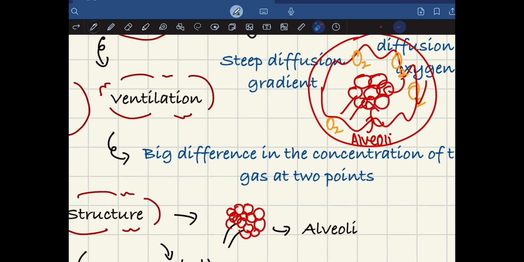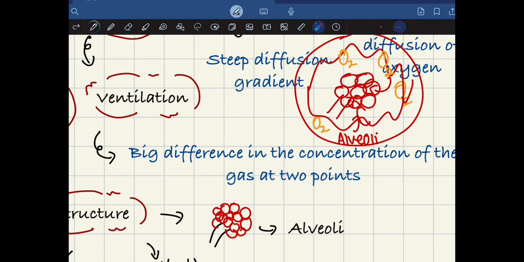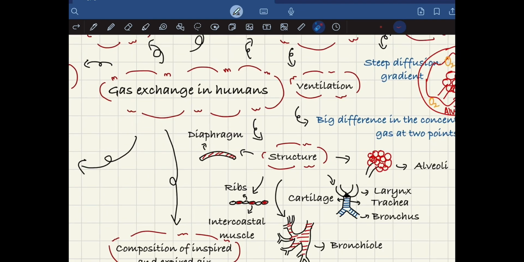Now let's go into the next feature, which is ventilation. It's the big difference in the concentration of the gas at 2 points. So it's basically related to diffusion. If you have a big difference in concentration, you will have a higher gas exchange occurring. You will have a steeper diffusion gradient, and in this case it is also known as ventilation.